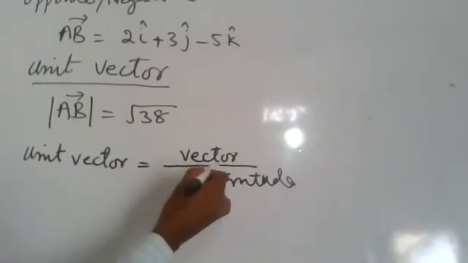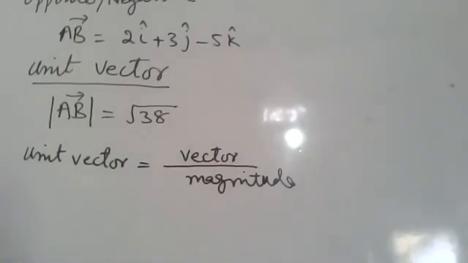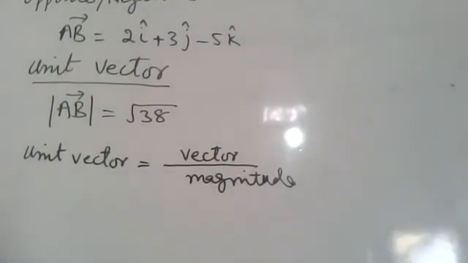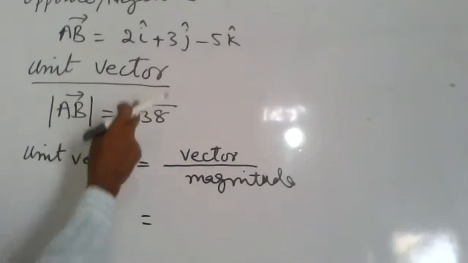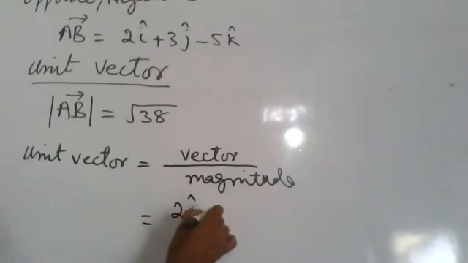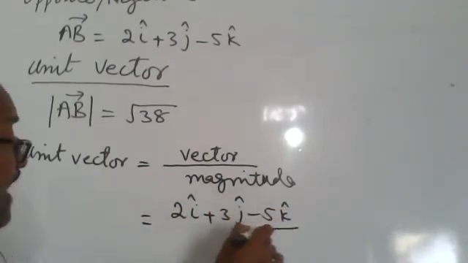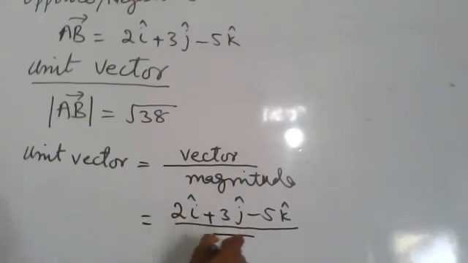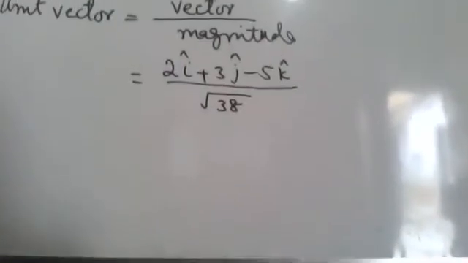The unit vector is the vector itself divided by the magnitude. This is the formula to find the unit vector. So here the vector itself is 2i plus 3j minus 5k, divided by the magnitude, that is under root 38.